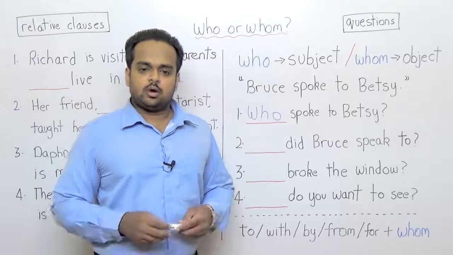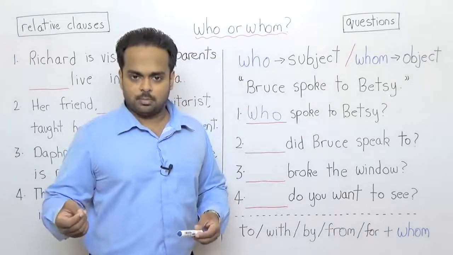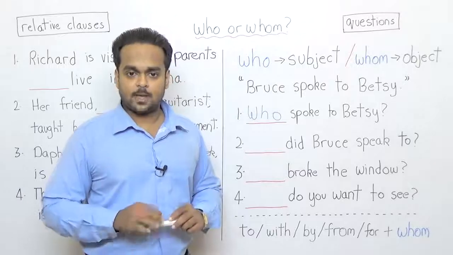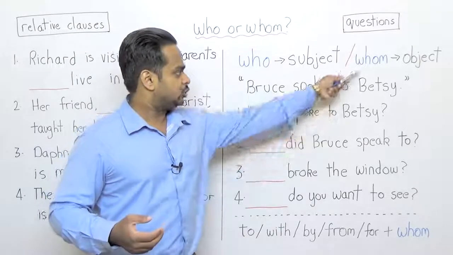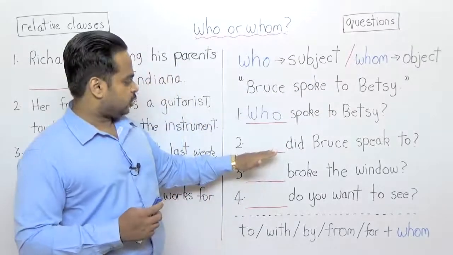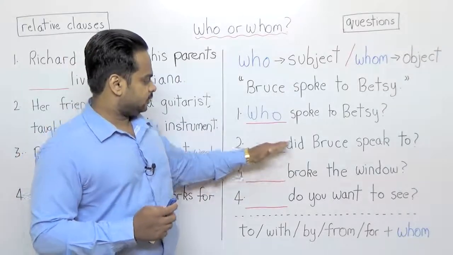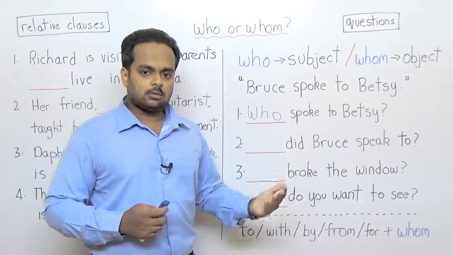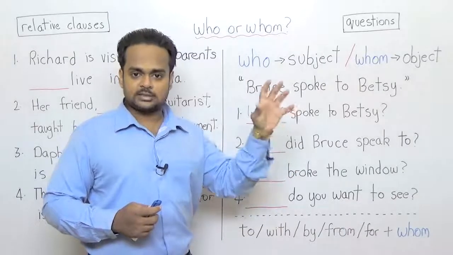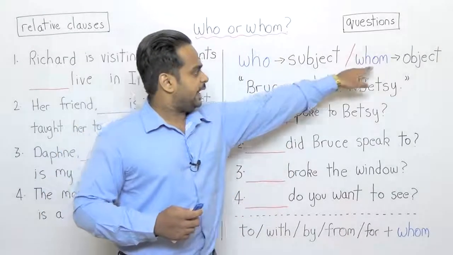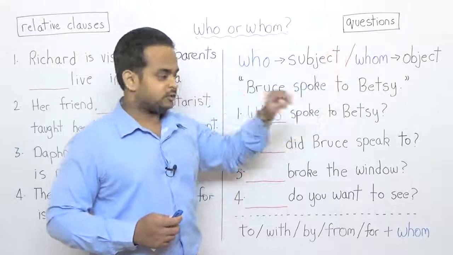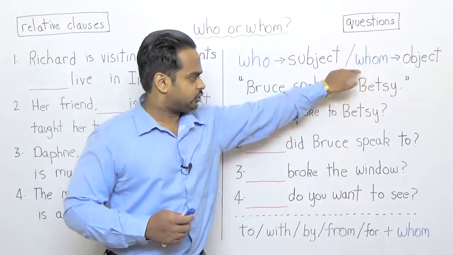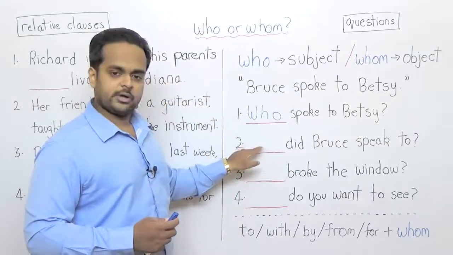So what about if you want to write something formal, okay? Or if you want to use a proper grammatical form? Well, in that case, you need to know how to use whom correctly. And in this question, if you read it, did Bruce speak to? Here, we know that Bruce spoke to someone, but we want to ask who that someone was. That is, we want to ask about the object of the sentence. Remember Betsy? So because we want to ask about the object, we have to use whom over here.